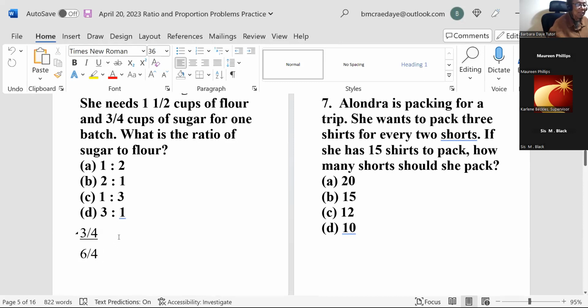So what's the answer? D. No. Why not? 3/4 to 6/4 is 3 to 6. 3 to 6 is 1 to 2. I don't understand. What did you just say, Miss Barbara? I'm sorry. Okay, let me just, all right.